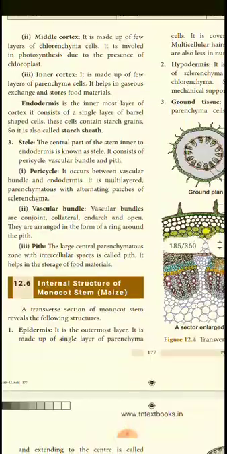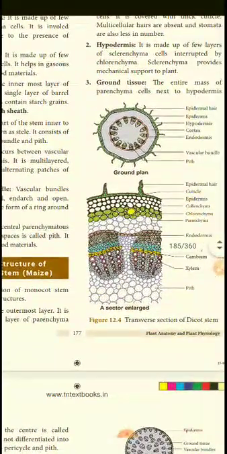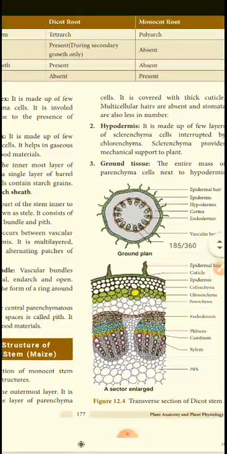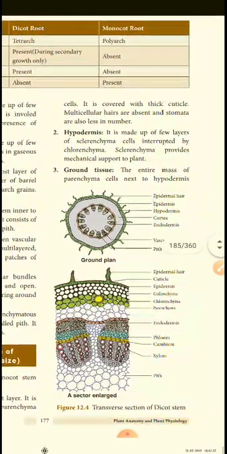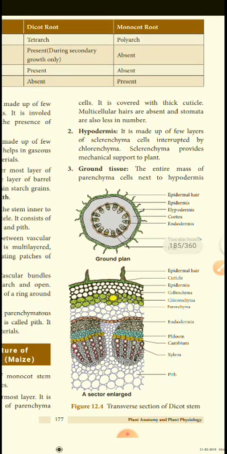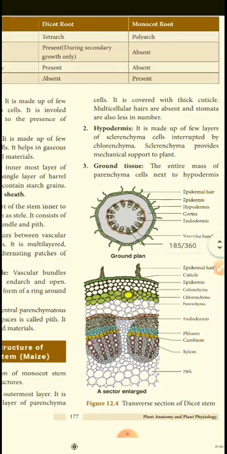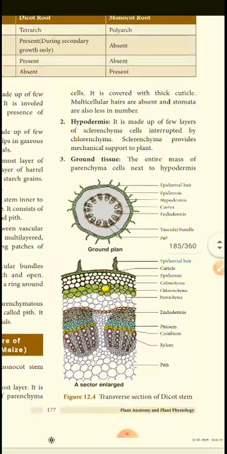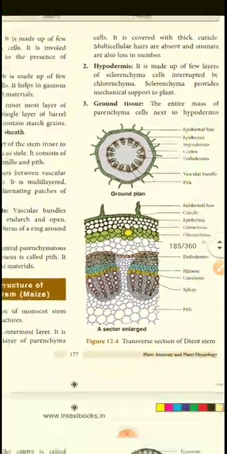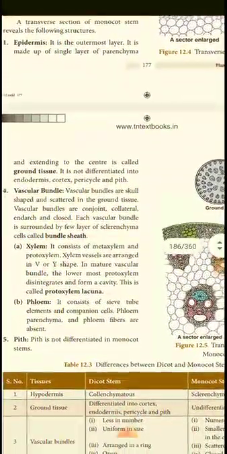So this is the internal structure of the dicot stem. Next, the monocot stem. The outer layer is very important. It is covered with a thick cuticle, multicellular hairs are fewer in number, and stomata are absent. Okay, hypodermis is made up of a few layers of sclerenchyma, interrupted by chlorenchyma, providing mechanical support. Ground tissue is the entire mass of parenchyma cells next to the hypodermis, extending to the center.